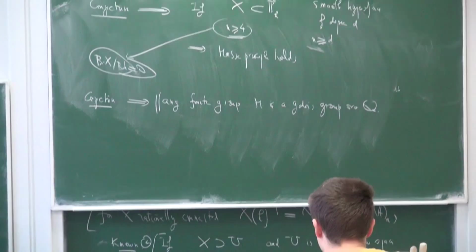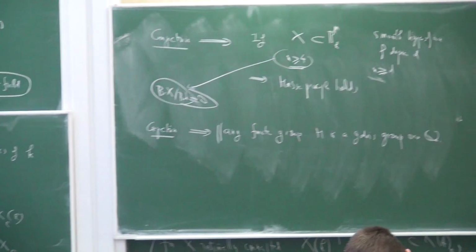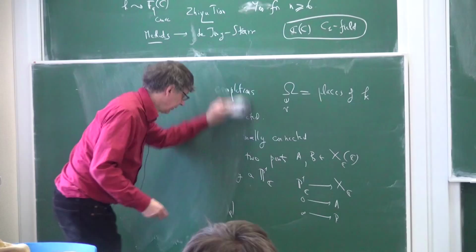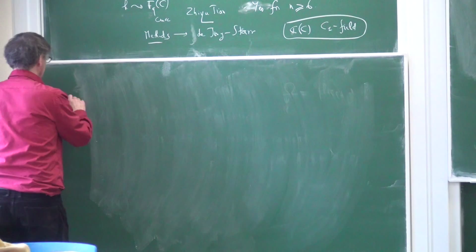Now what I want to discuss today is some proofs and arguments. I want to discuss how one tries to prove this conjecture by using fibrations. This is a very standard idea in algebraic geometry: you look at your variety, you fiber it. So the question is, you're given X.